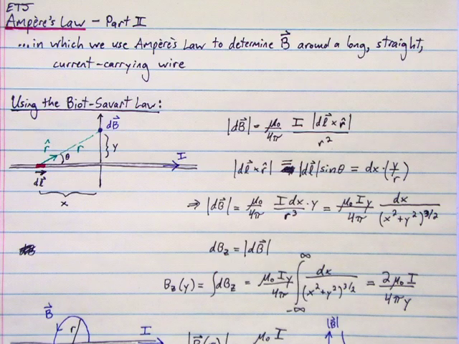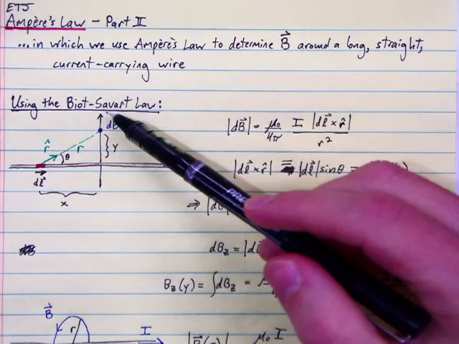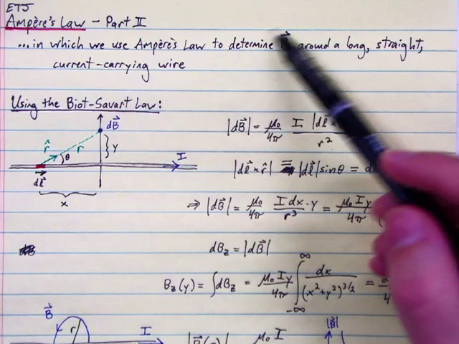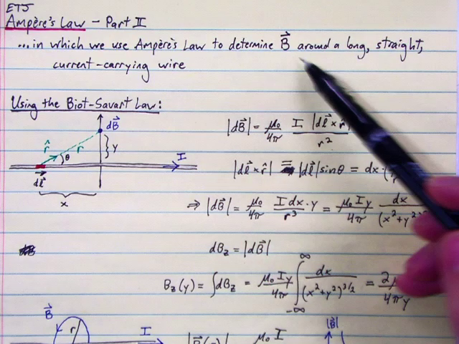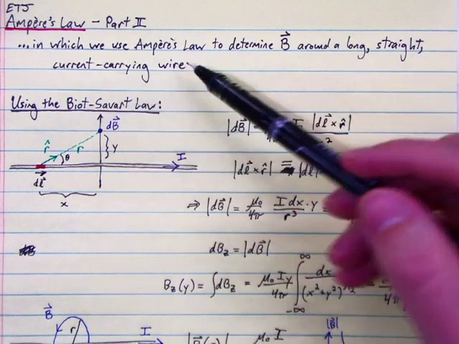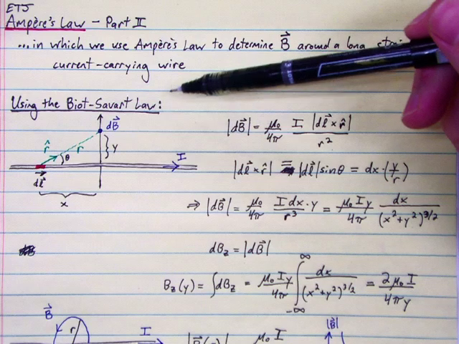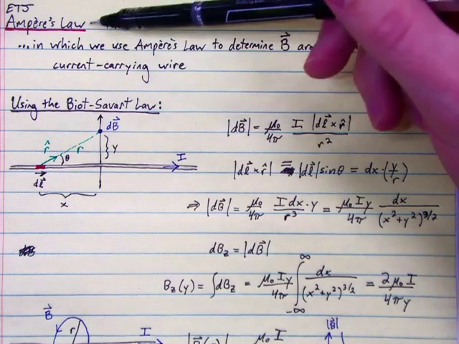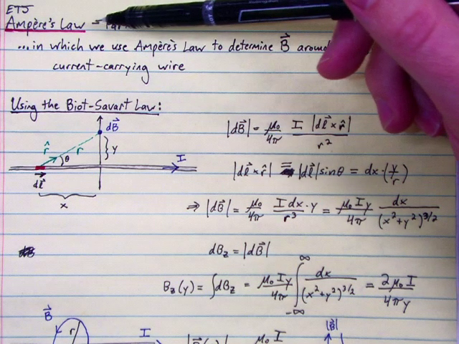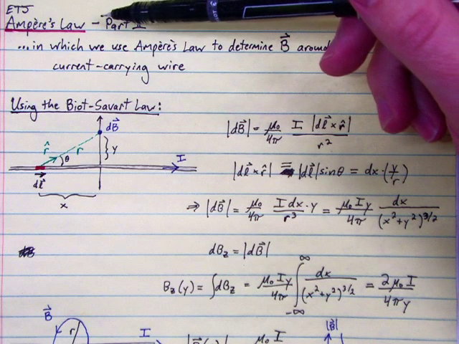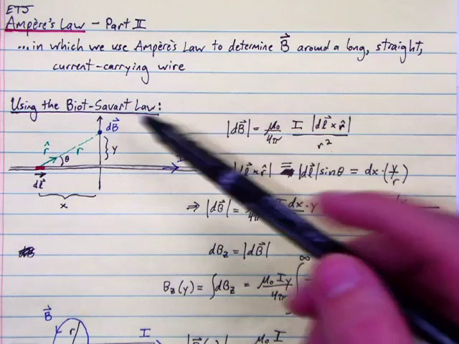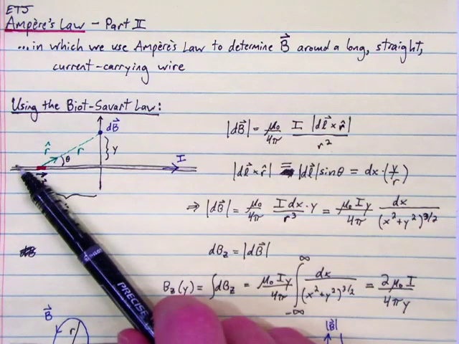We've already used the Biot-Savart law to compute the B field, the magnetic field, around a long straight current carrying wire. Now let's review that quickly and then look at how we can use Ampere's law to do the same thing, but with a great deal more ease.